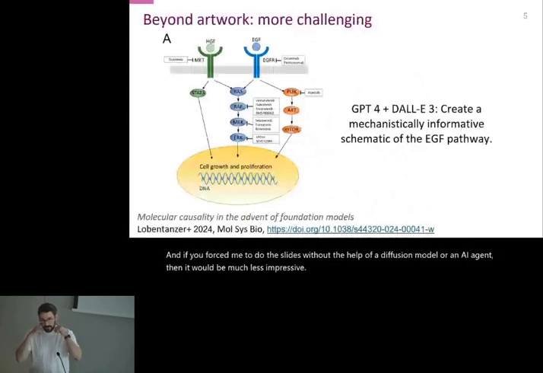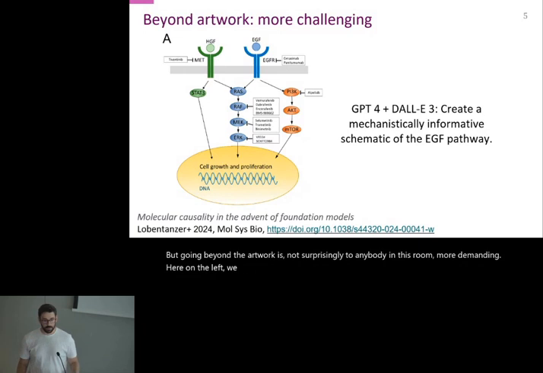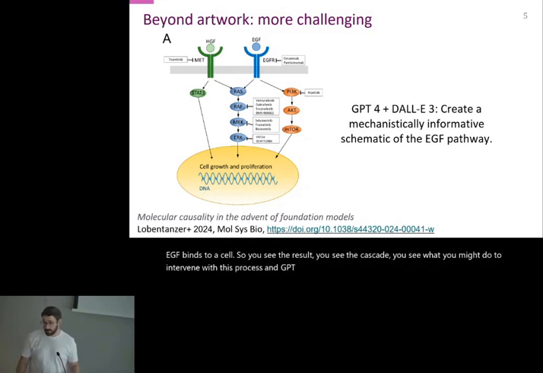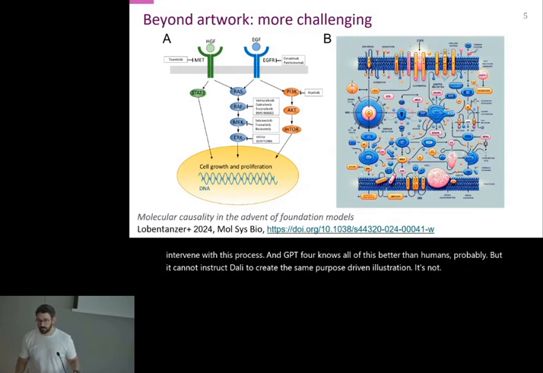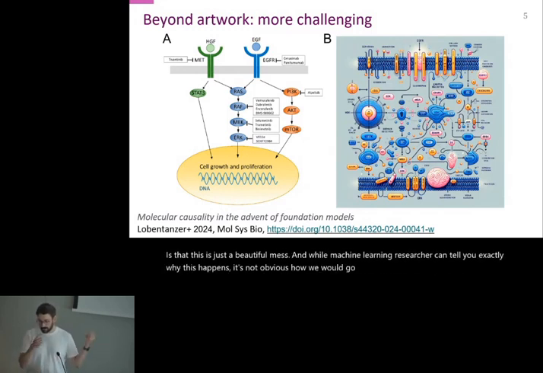But going beyond the artwork is, not surprisingly to anybody in this room, more demanding. Here on the left, we see a human-made, purpose-driven illustration of what happens when EGF binds to a cell. You see the result, you see the cascade, you see what you might do to intervene with this process. GPT-4 knows all of this, probably better than humans, but it cannot instruct DALL-E to create the same purpose-driven illustration. It's not a surprise that this is just a beautiful mess. And while a machine learning researcher can tell you exactly why this happens, it's not obvious how we would go from the right to the left in making them actually do what we want them to do.